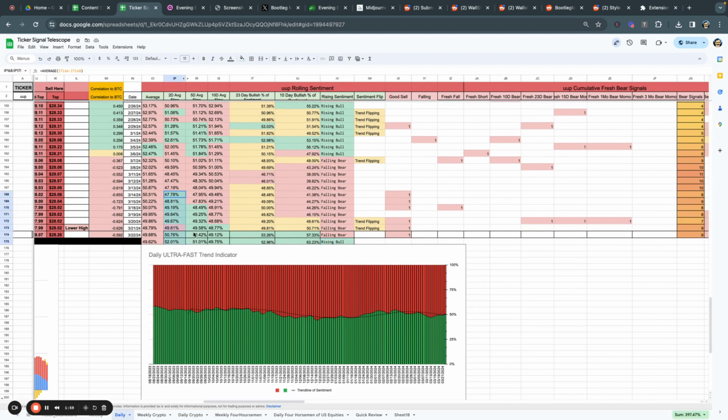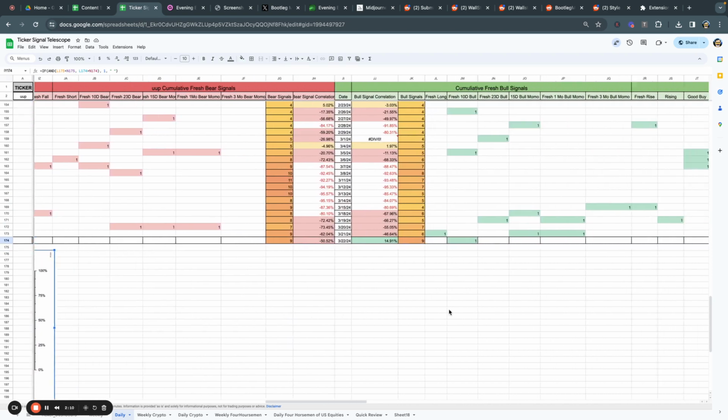On the 2 day, we are above the 50. On the 5 day, as well as on the 10 day, we're going to be rolling very quickly here. On the 10 day bullishness, we are above 63% as of tomorrow. On the 23 day, we're still hovering on that 50%, which we can see here on the indicator.